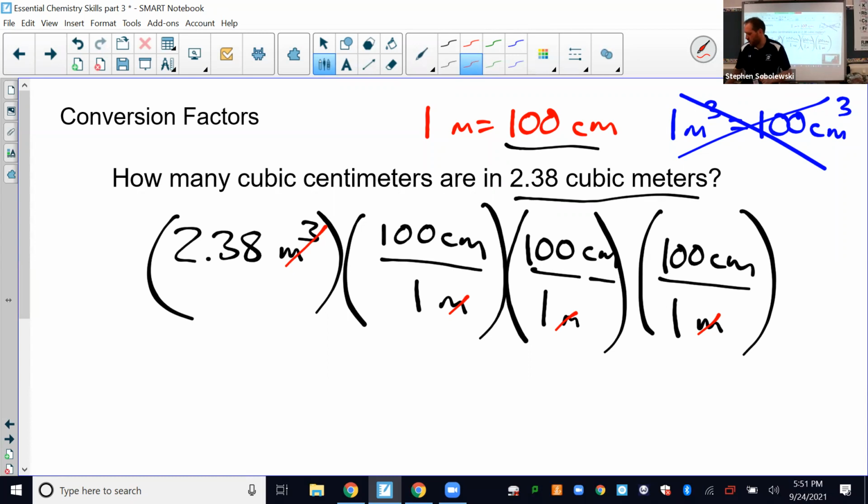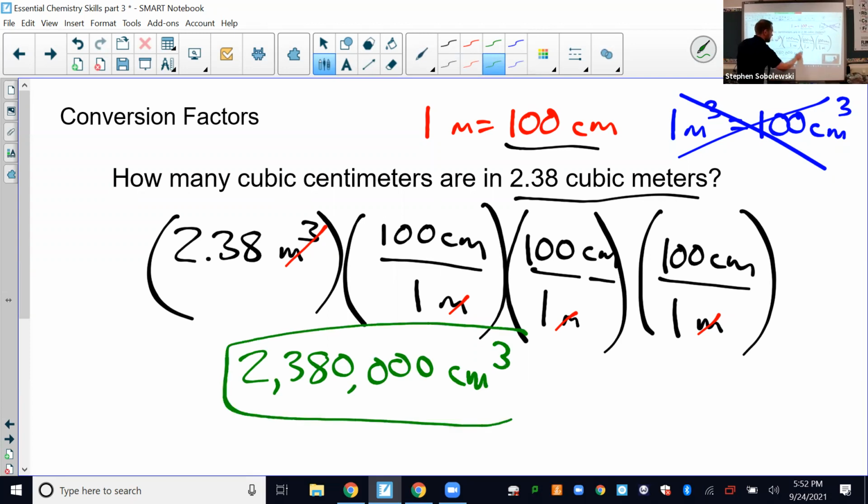So notice what we've done here. We've multiplied it by 100, by 100, by 100. 2.38 times 100 times 100 times 100 equals 2,380,000 centimeters cubed. That is how many Monopoly houses you could fit in 2.38 of those meter things I just showed you. Okay.